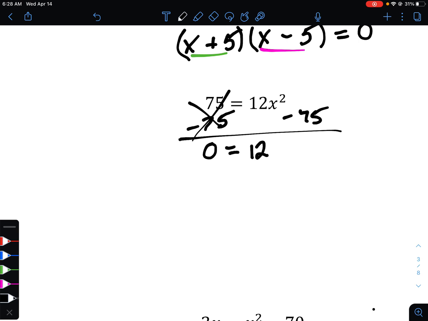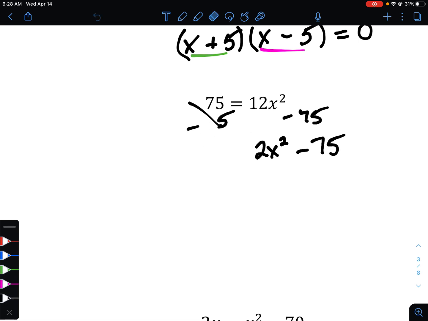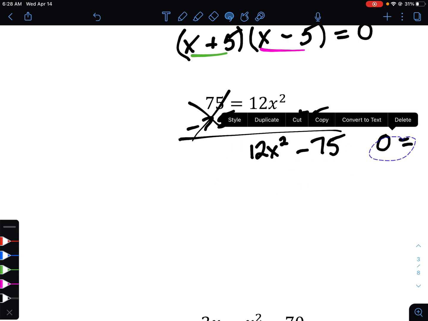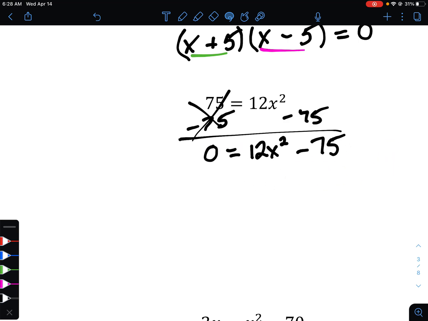And on the right side, we have 12x squared minus 75. And so it does look a little bit different because now the 0's on the left side, and that's okay. We're still going to work it all the same ways. If it really bugs you, just take your equal 0, move it over to the right side of the equation, and write it as equal 0 over there. It's really no big deal.